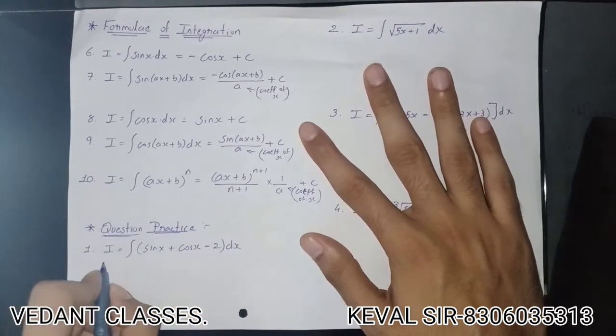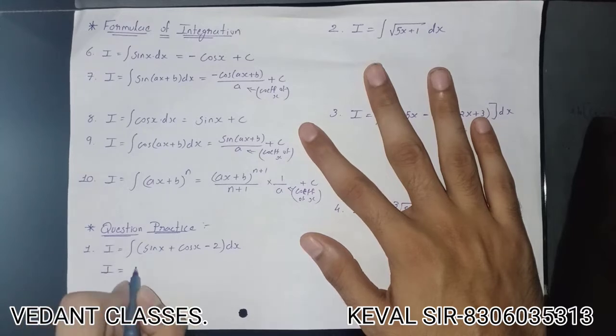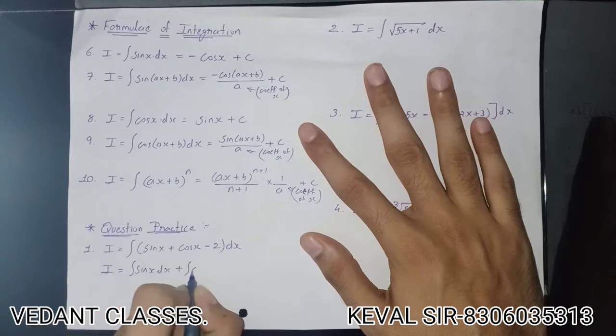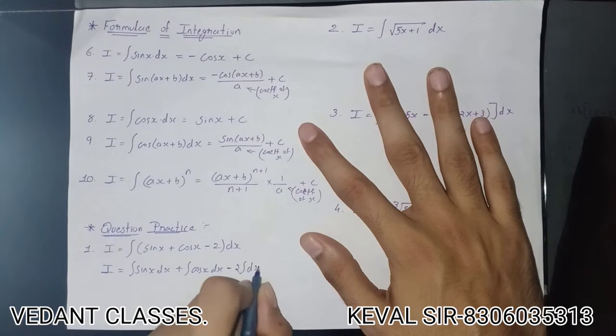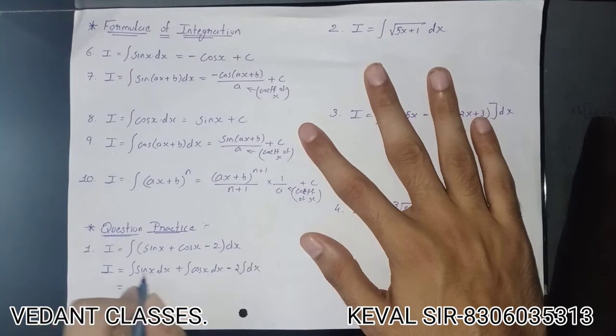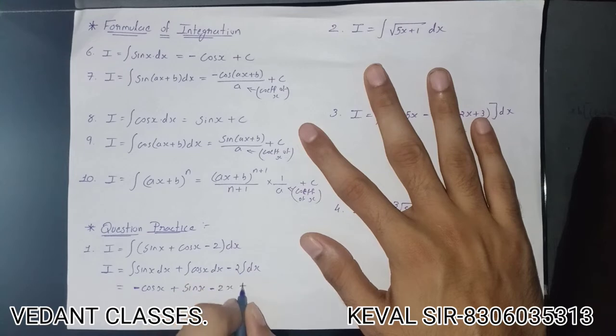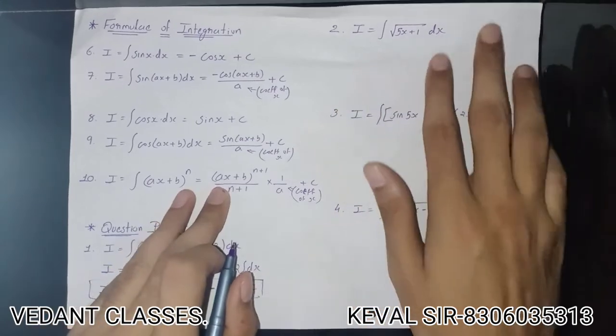Okay, so let's see the first one. I is equal to the integration of sin x dx plus the integration of cos x dx minus 2 times the integration of dx. So simply, the integration of sin x is minus cos x, so minus cos x, the integration of cos x is sin x, and this will be minus 2x plus c. Okay, let's see the next one.